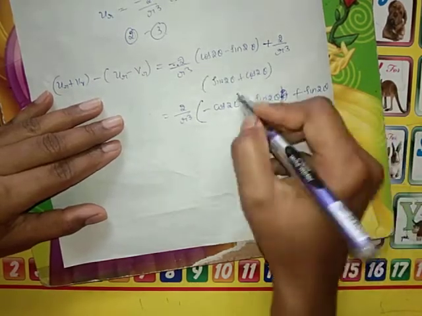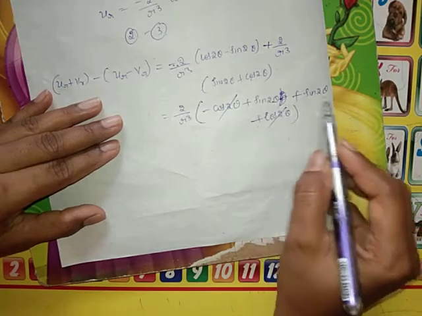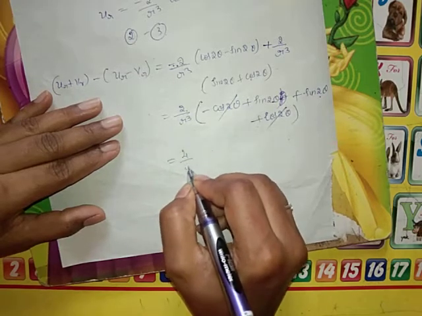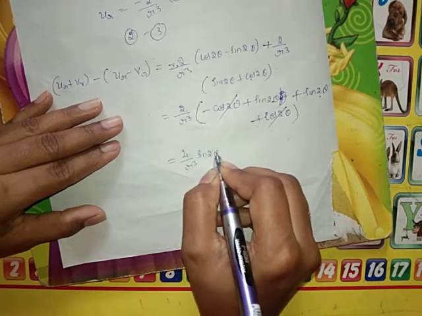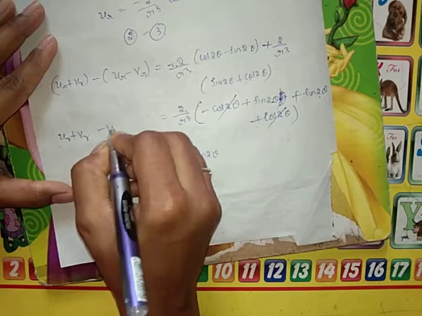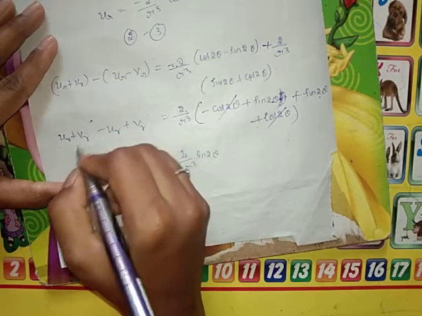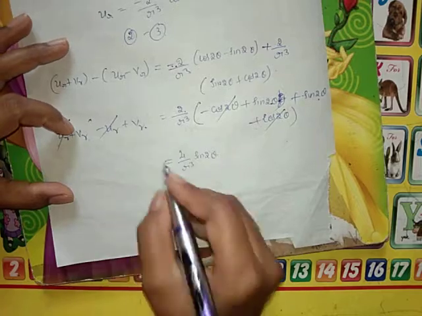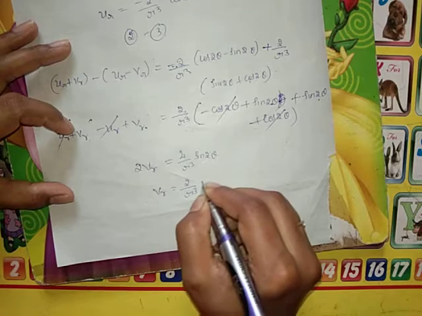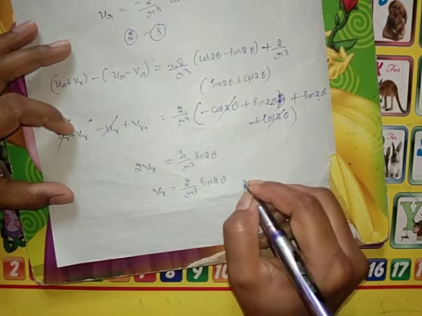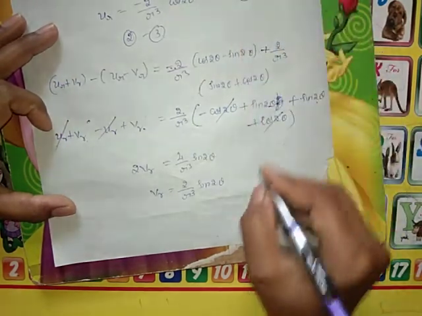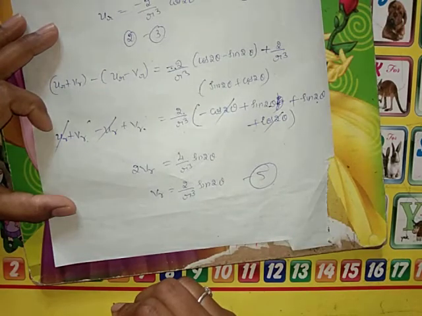Now plus cos 2 theta minus cos 2 theta get cancelled. Sin 2 theta plus sin 2 theta is 2 sin 2 theta into 2 by r cube is 4 by r cube sin 2 theta. So the LHS simplification becomes ur plus vr minus ur plus vr. So ur gets cancelled. Vr plus vr is 2 vr. So vr equal to 2 by r cube sin 2 theta. Call this ur and vr, or if you want, call them equation 4 and equation 5.